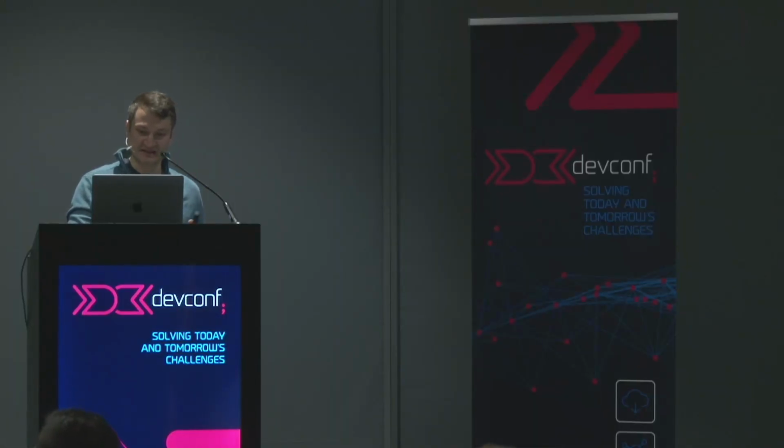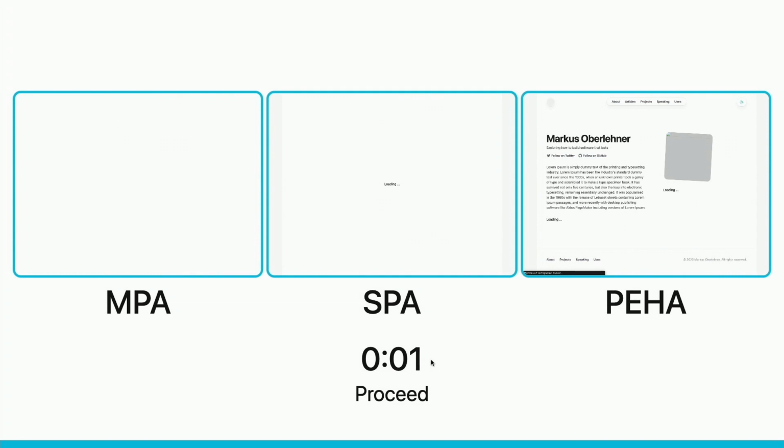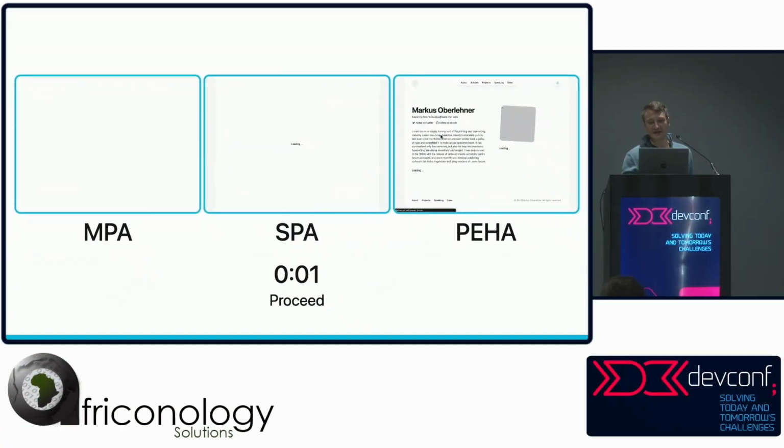And let's see how they load. And we see it pauses after 1 second. And for the SPA, we only see this loading spinner. For the multi-page application, we see nothing at all. And for the PEHA, we see content as soon as we get the first response from the server, which basically leads, for the SPA, only to this loading spinner, because we don't have any data yet. For the PEHA, we already have enough data to render the main content, which is a very nice user experience.